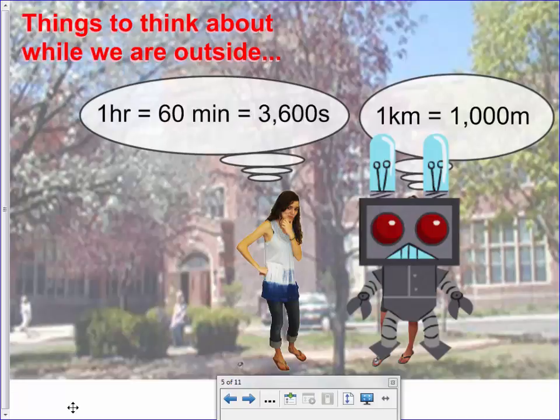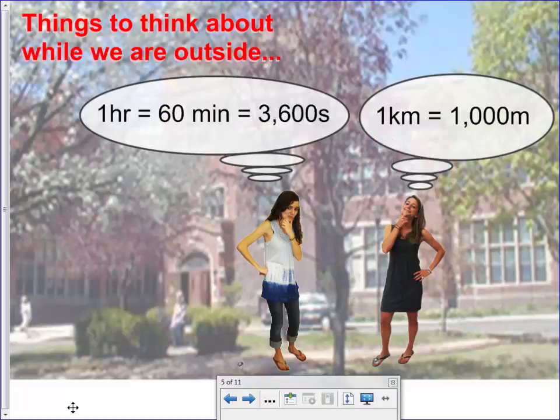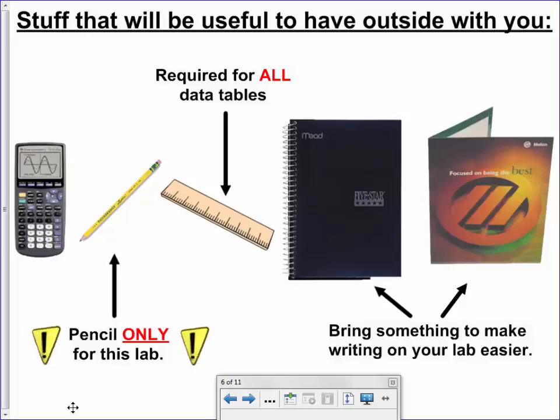In addition, you're going to be measuring a time component. It might be helpful to understand how hours and seconds are related, and how kilometers and meters are related, to perform some conversions. You might want to write these down for later. In addition to bringing out your measuring tools, some other items that might be helpful would be a calculator, something to write with, something hard to write on, and a straight edge to create your data tables.